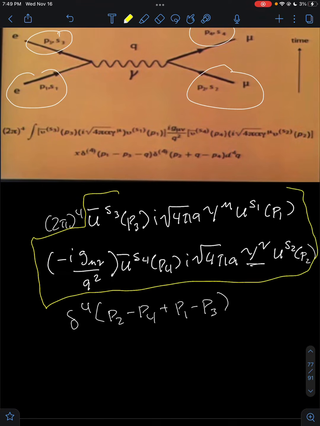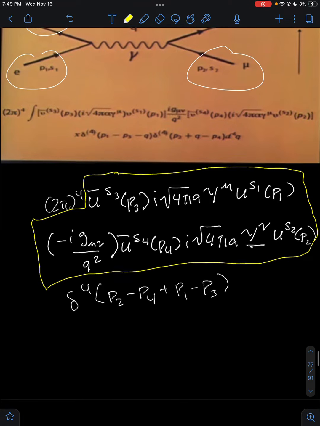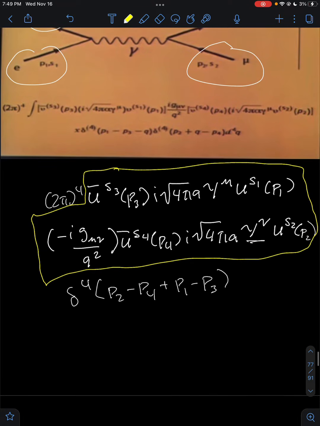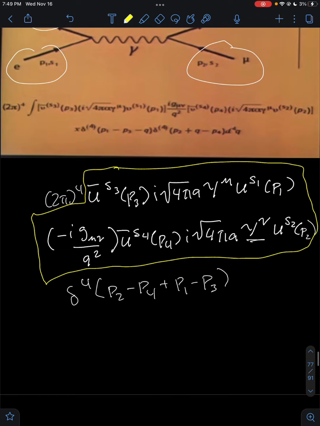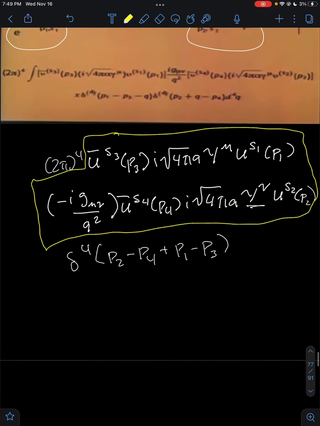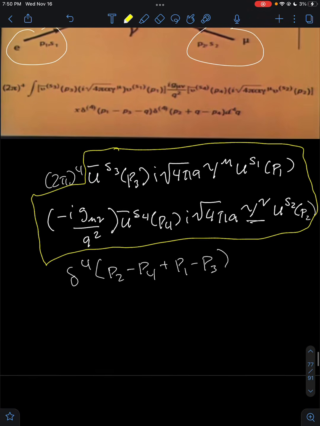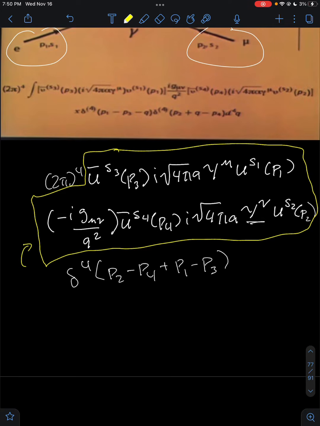It turns out that all Feynman diagrams give us a contribution of a delta function scaled with some factor of (2π)^4. So what's the non-trivial part of the Feynman diagram is what's in the yellow over here, and this is what we actually want to solve.